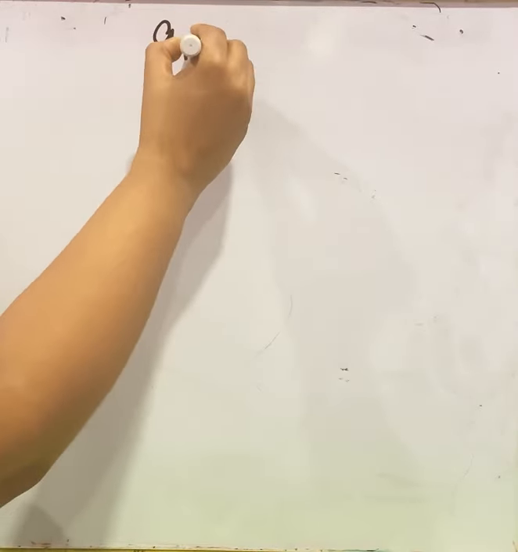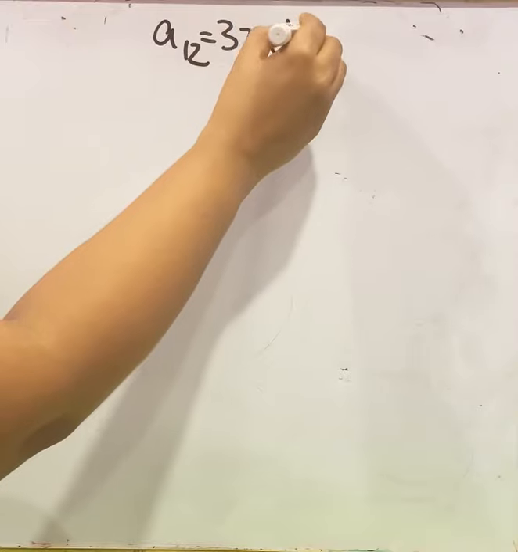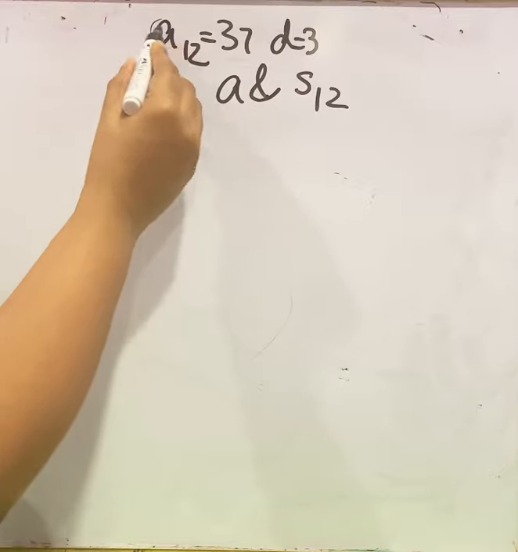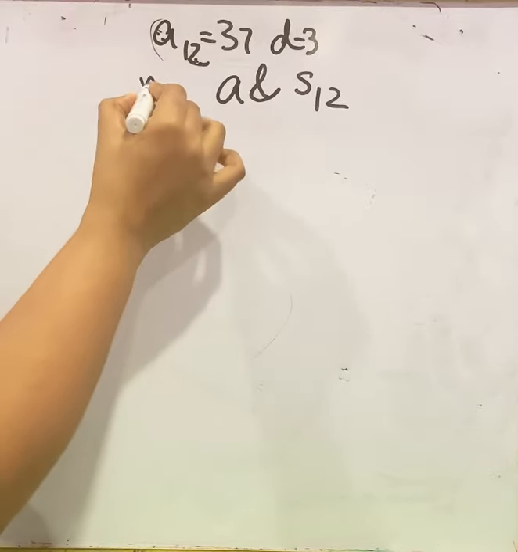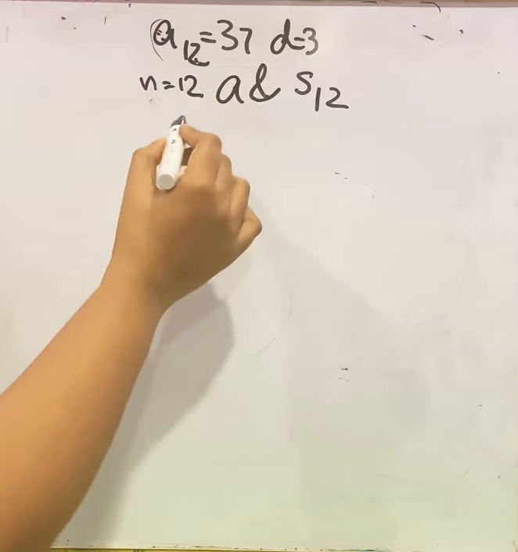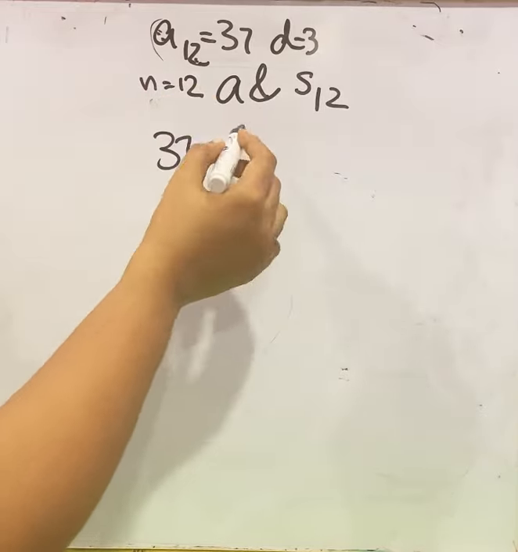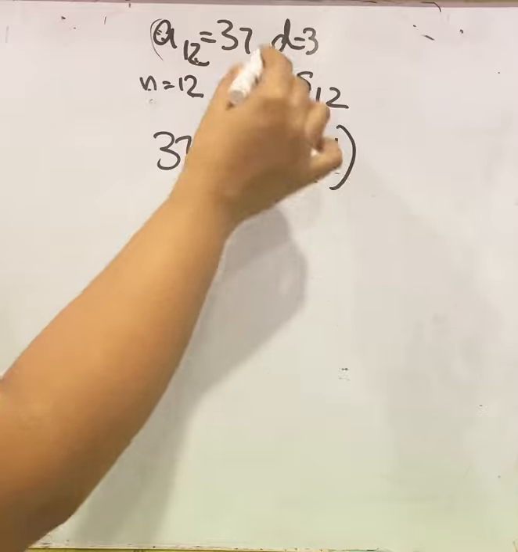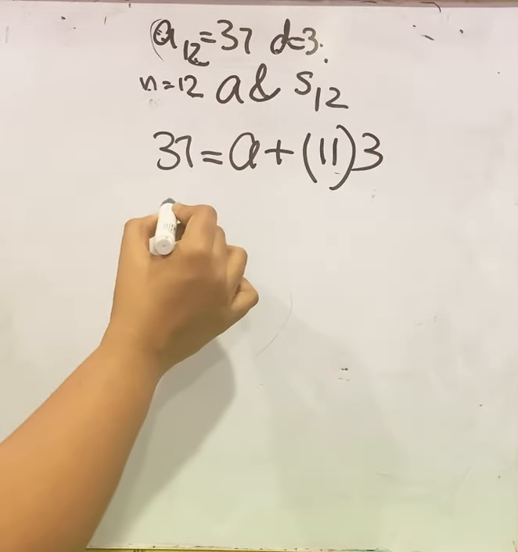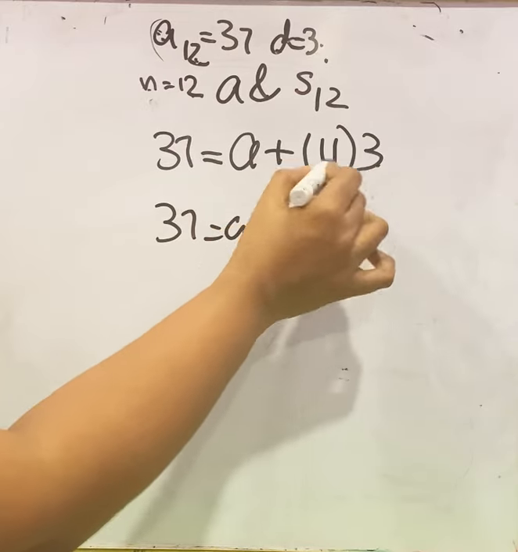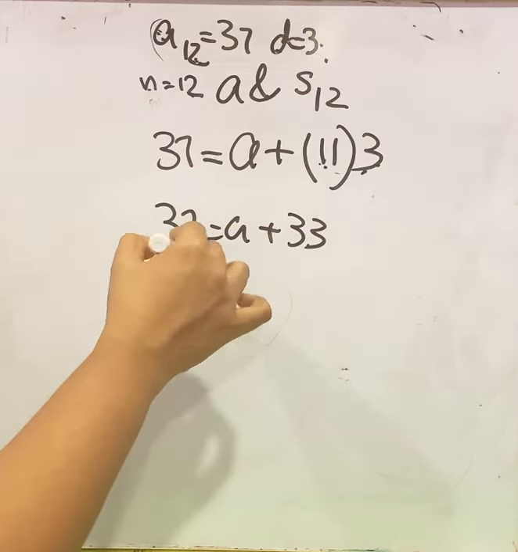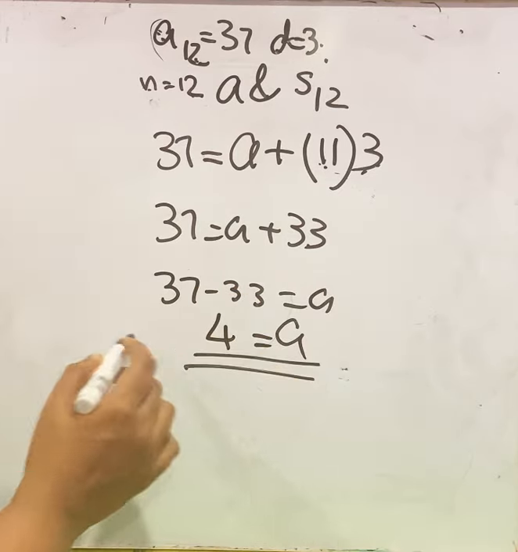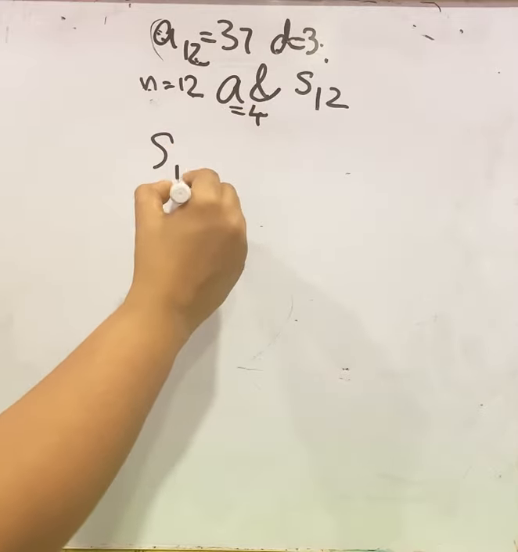Next question: a12 equal to 37, d equal to 3. Find a and S12. This is a12, that is an, so n will be 12. So a12 equal to 37 equal to a plus (n minus 1) into d, where n is 12. 12 minus 1 is 11, into d, which is given as 3. So 37 equal to a plus 11 into 3, which is 33. Now take 33 to the side. 37 minus 33 equal to a, that is the value of a is 4. a equal to 4.